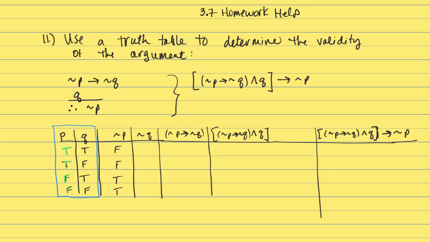Okay, so then I do the same thing for my not Q. It was true, so now this is going to be false. It was false, so not Q is going to be true. And we just go through and switch our truth values. So that's our not Q. And it was false, and so now it's going to be true. Good. Now we have to do an if then.